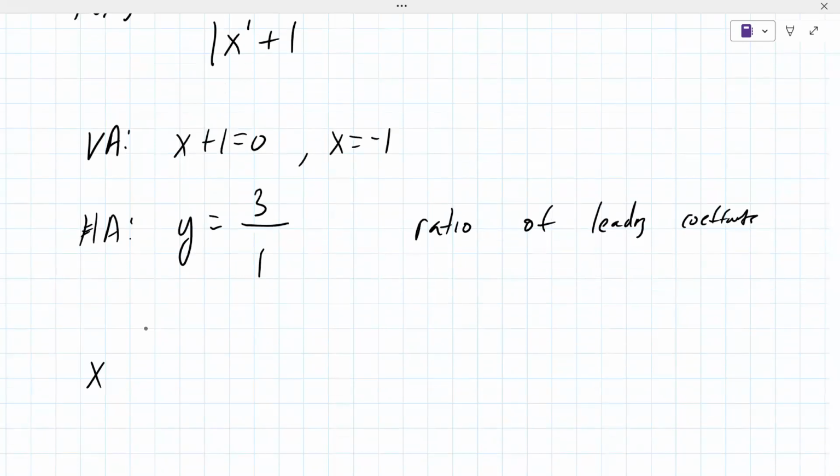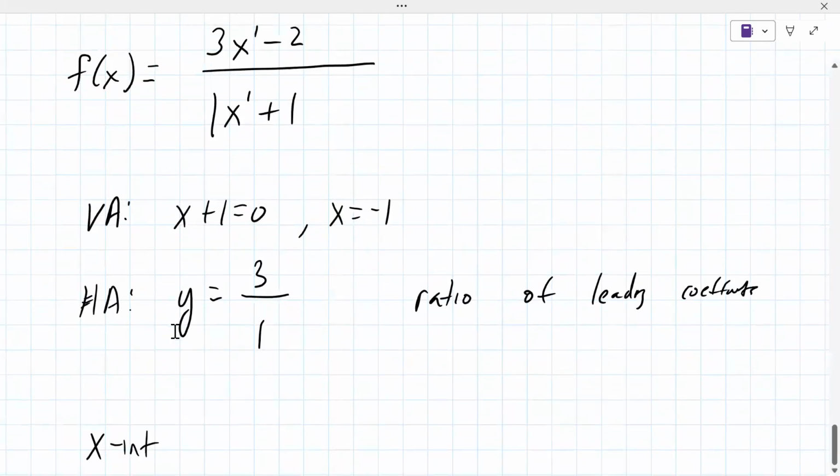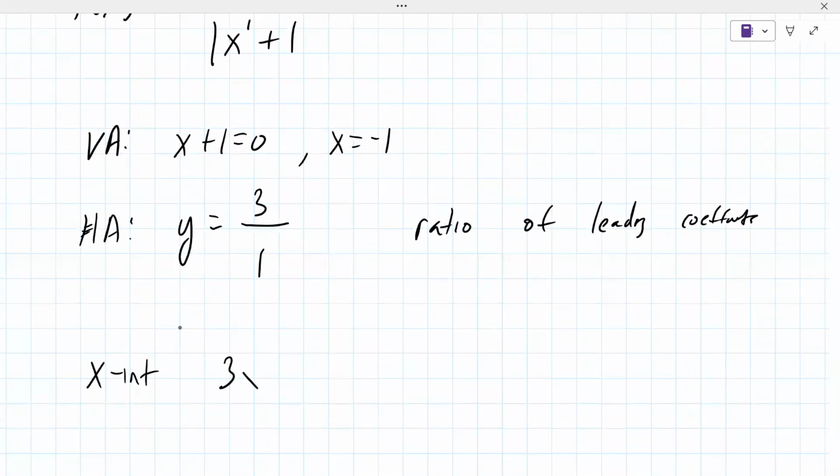And then the x-intercept, what do you set equal to 0 for the x-intercept? The numerator. So 3x minus 2 equal to 0. Can you solve that for x? 3x equals 2. 2/3. Is that correct?